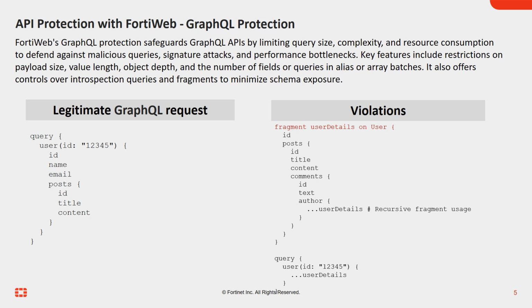By leveraging these features, FortiWeb ensures that only well-formed, valid, and secure GraphQL queries are processed by your API, protecting your application from a wide range of GraphQL-based attacks.